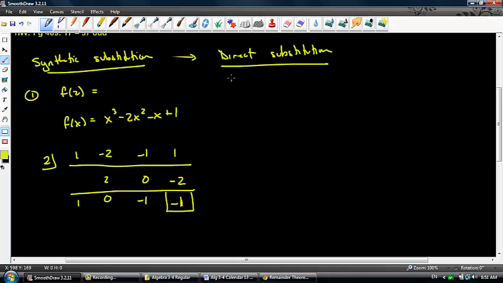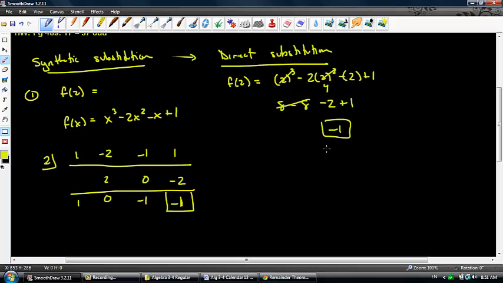into the equation. So if I go f of 2, what that's going to give me is 2 to the third minus 2 times 2 squared minus 2 plus 1. So 2 to the third is 8. This is 4 minus 8 minus 2 plus 1. Those are going to cancel each other out. Negative 2 plus 1 is in fact negative 1. And what do you know?